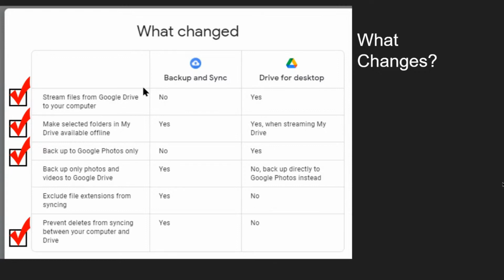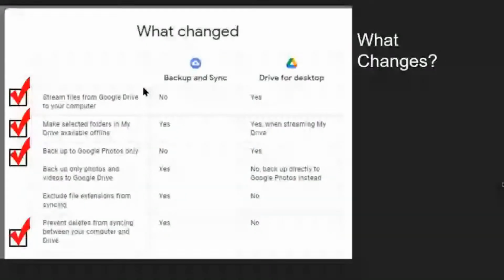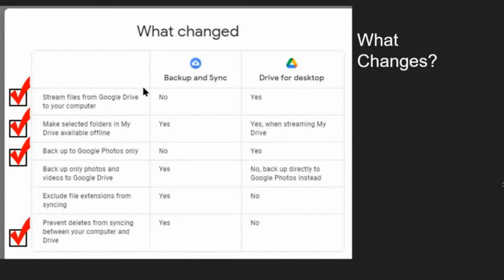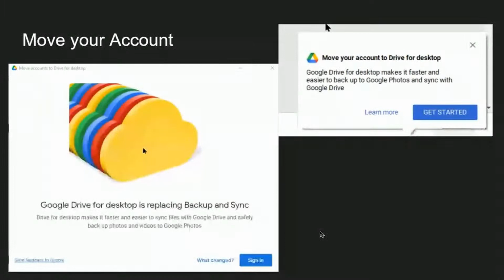Backup to Google Photos only. This is nice. With Backup and Sync, it always backed up to Google Drive as well as Google Photos. In Drive for desktop, you can choose just to go to Google Photos. And last thing to know, with Backup and Sync, you could prevent the sync part. You could delete from either the cloud or the computer and allow it to not sync to the other. In Google Drive for desktop, things will be synced, period. You have no choice.